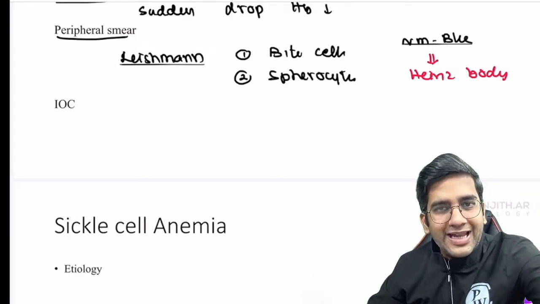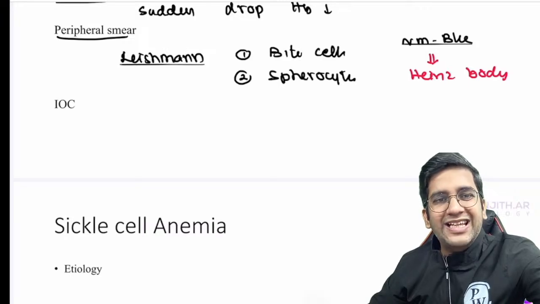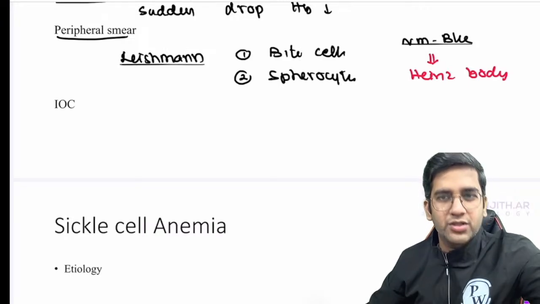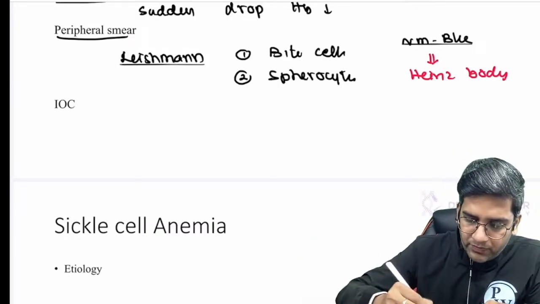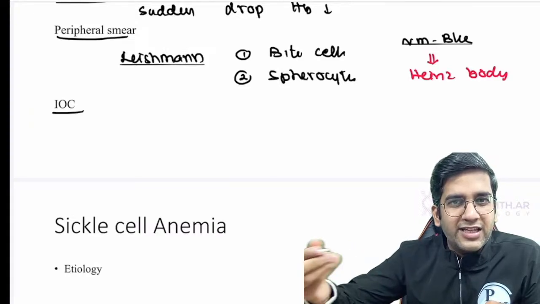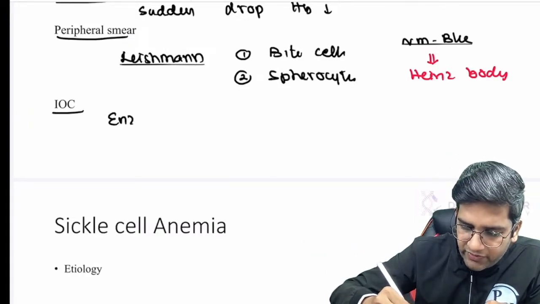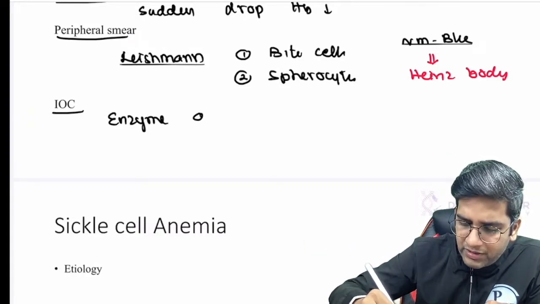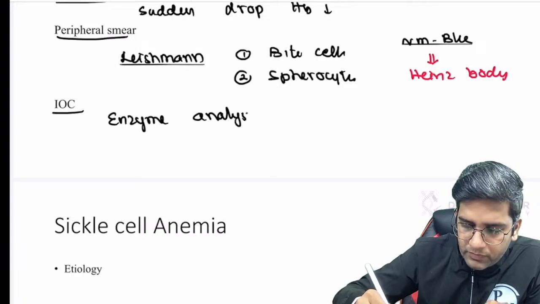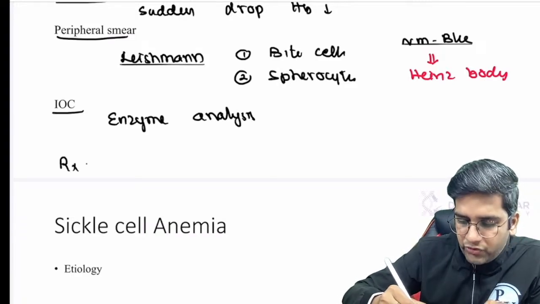Perfect. So once I have all these findings, obviously the next thing I'm going to talk about is the investigation of choice. What do you think will be the investigation of choice? It's an enzyme analysis, enzyme defect, right? So it's an enzyme defect. My investigation is simple enzyme analysis. That's all, right? Now, a word about treatment.